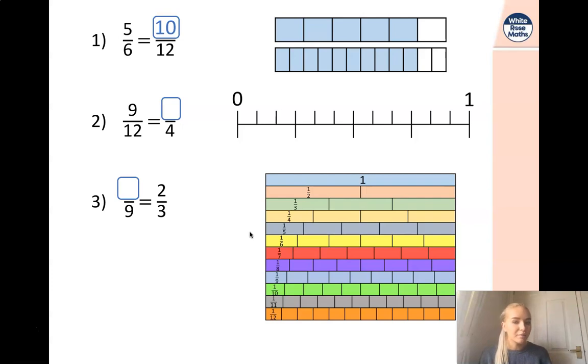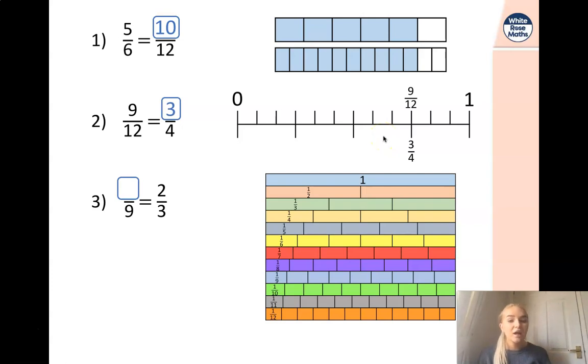Alternatively, we could use a number line to work out 9 12ths is equivalent to how many quarters. We can see the top part of the number line has been split into 12ths. Counting along, 9 12ths would be here. Then we would count how many quarters we have. 1, 2, 3 quarters. So that is equivalent to 3 quarters.